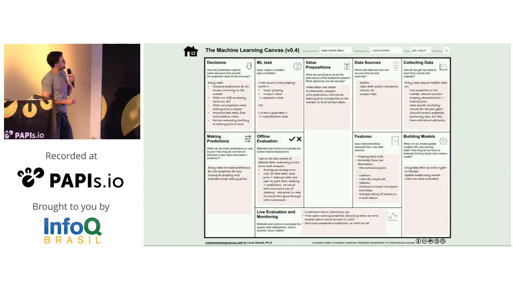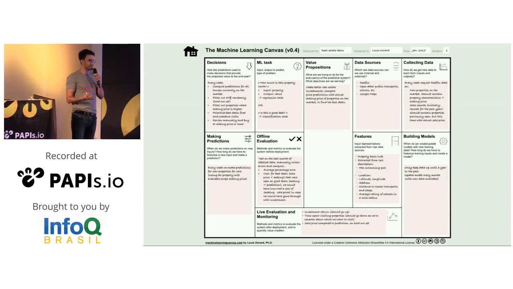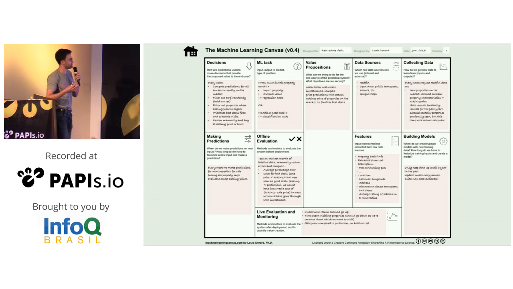Okay, I'm going to skip that. And if you're wondering what my ideas would be for what to put in these boxes for the real estate example, you can find that online. I've shared a few machine learning canvas examples. So there's the real estate one.